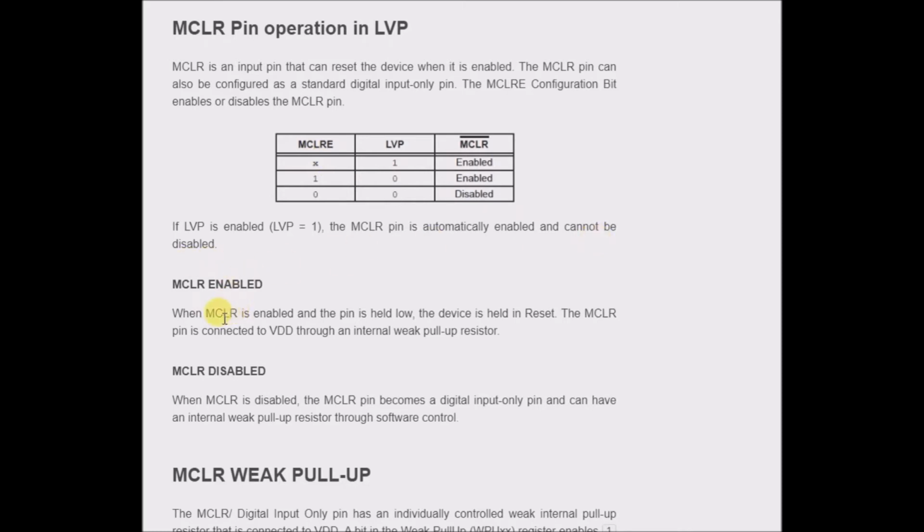MCLR enabled. When MCLR is enabled and the pin is held low, the device is held in reset. The MCLR pin is connected to VDD through an internal weak pull-up resistor. MCLR disabled. When MCLR is disabled, the MCLR pin becomes a digital input-only pin and can have an internal weak pull-up resistor through software control.